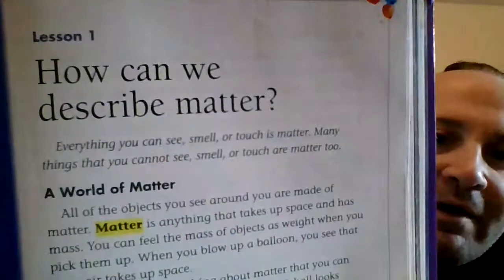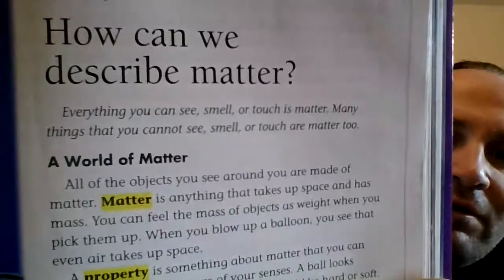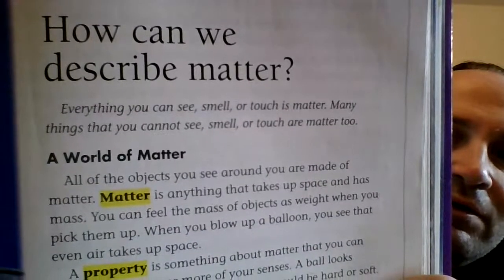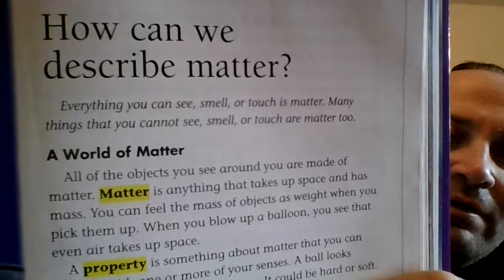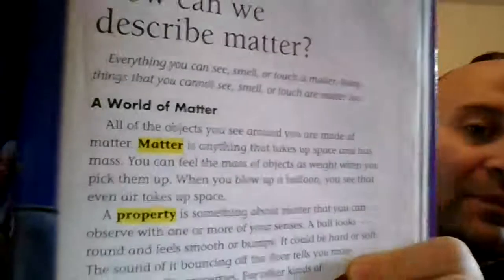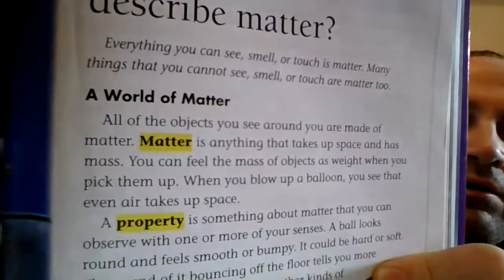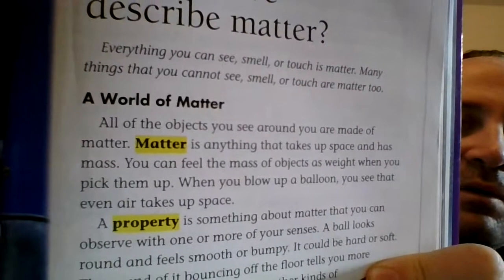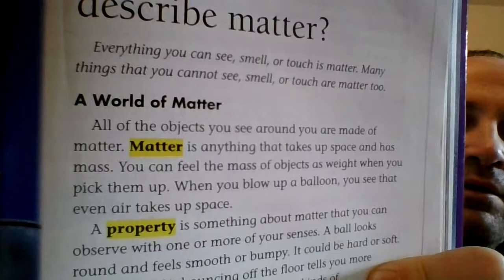How can we describe matter? Everything you can see, smell, or touch is matter. Many things that you cannot see, smell, or touch are matter too. A world of matter. All of the objects you see around you are made of matter.